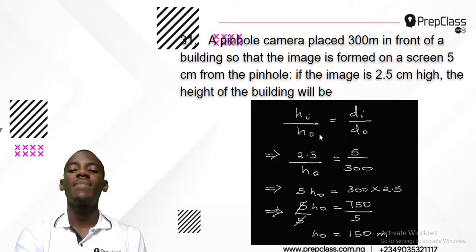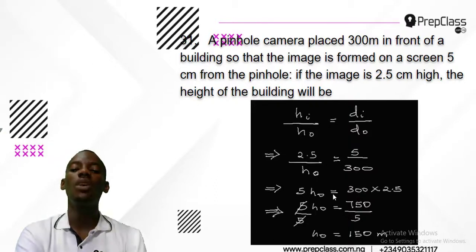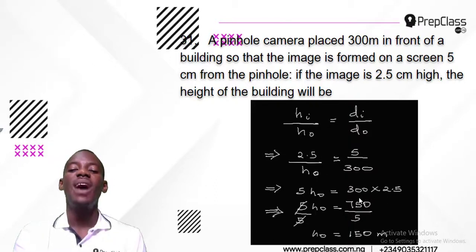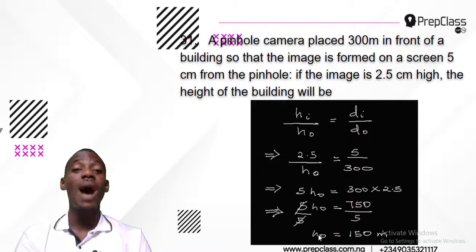Please take note that some of them are in meter while some of them are in centimeter. The object height and distance are in meter, but the image height and distance are in centimeter. So we have to find the object height. We'll cross multiply here. That will become 5HO equals 300 times 2.5, and that will give me 5HO equals 750. Divided by 5, I'll be getting my object height as 150 meters, and that is the simple answer to the simple question. So that settles that question.